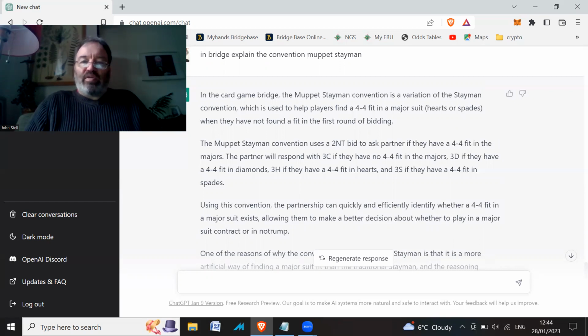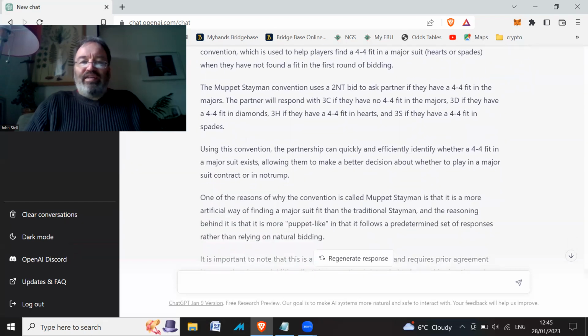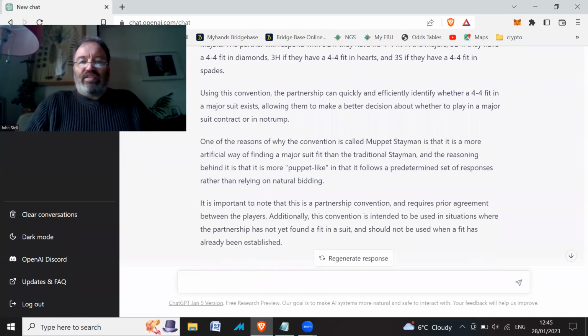The partner will respond with 3 clubs if they have no 4-4 fit in the majors. Huh? This is just complete garbage. 3 diamonds if they have a 4-4 fit in diamonds. What? 4 fit. Using this convention, the partner can quickly and efficiently identify where a 4-4 fit in the major suit exists, allowing to make a better decision.